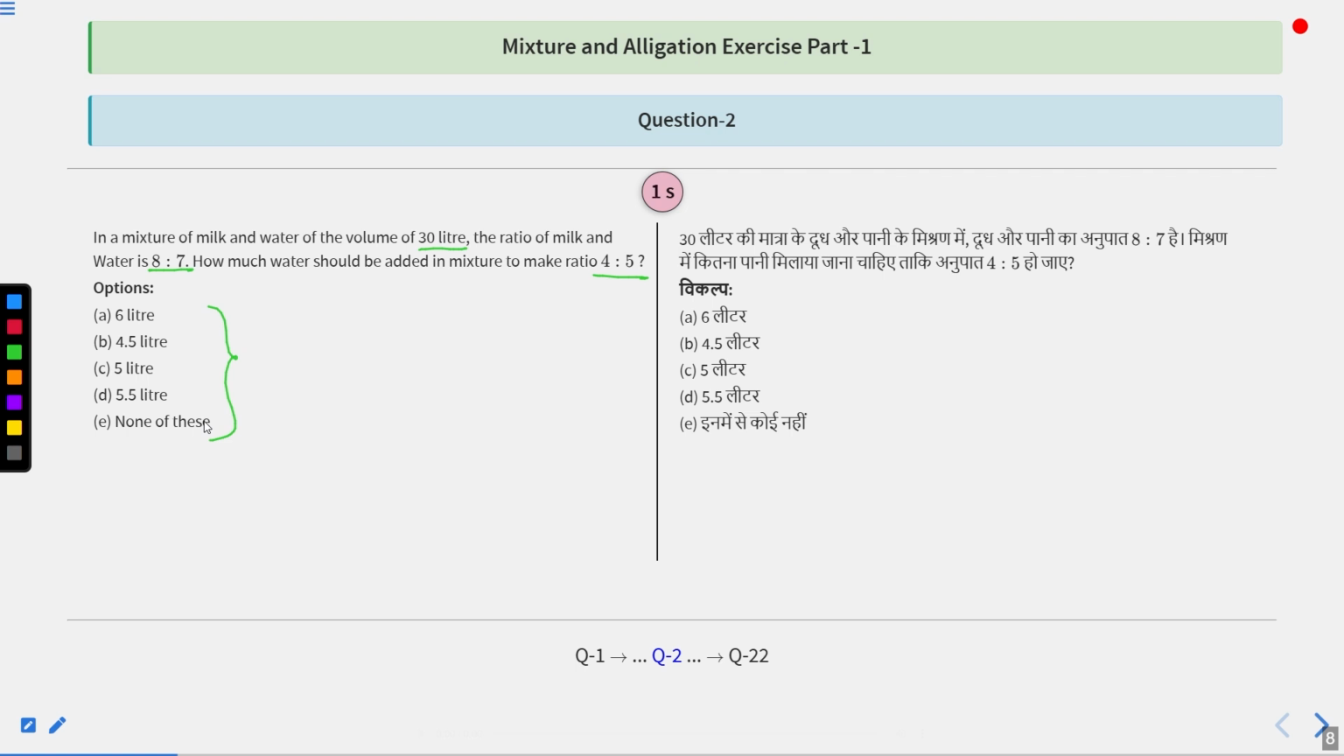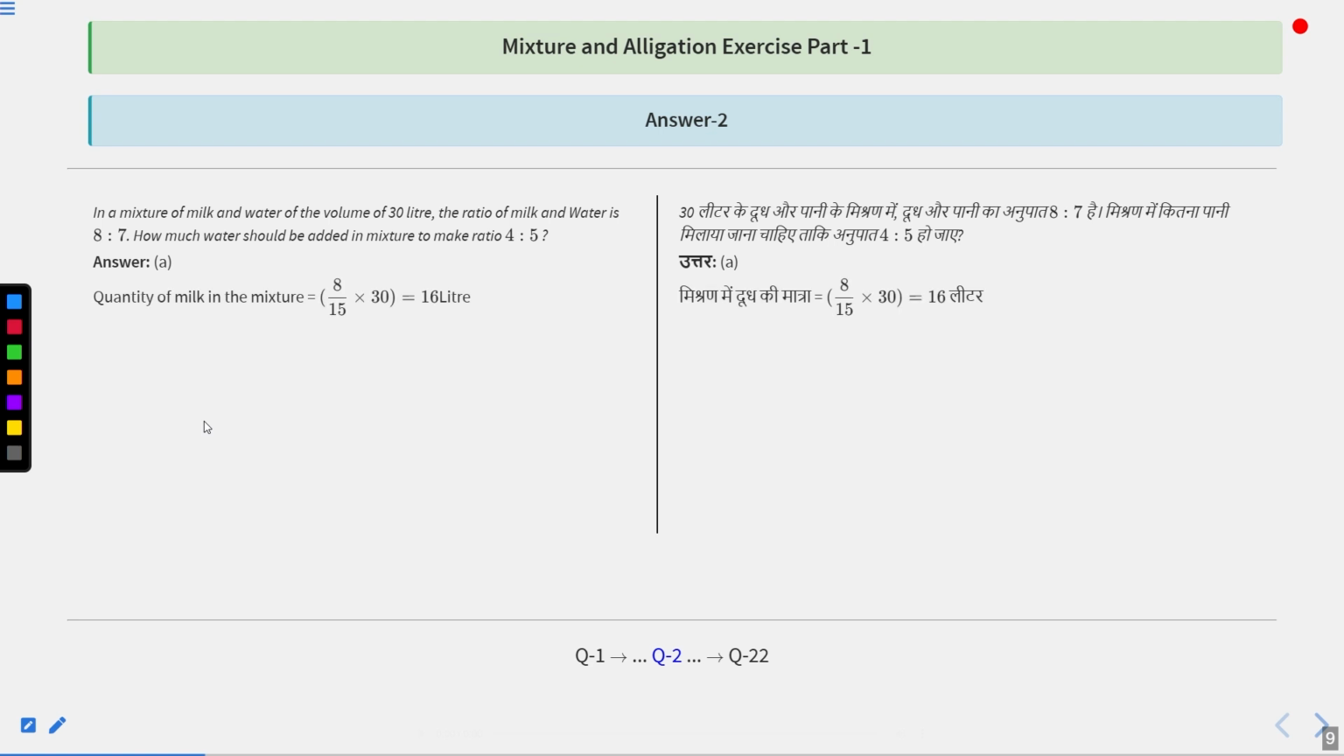Now time's up. Let's see the solution. The question says that the total volume of the mixture is 30 liters and they are in the ratio 8:7. How much water should be added to make the ratio of the mixture 4:5?